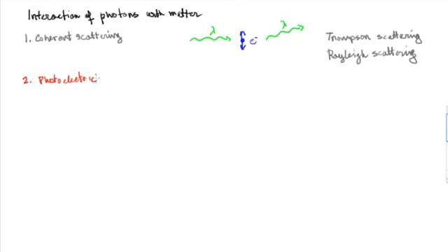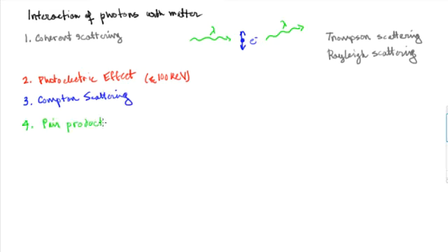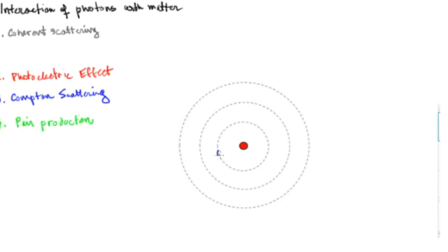So second is photoelectric effect. That happens more prominently at lower energies, diagnostic energy. Compton scattering, higher energy, and pair production at even higher energy. We're going to study all three of these in detail. So let's start with the photoelectric effect.